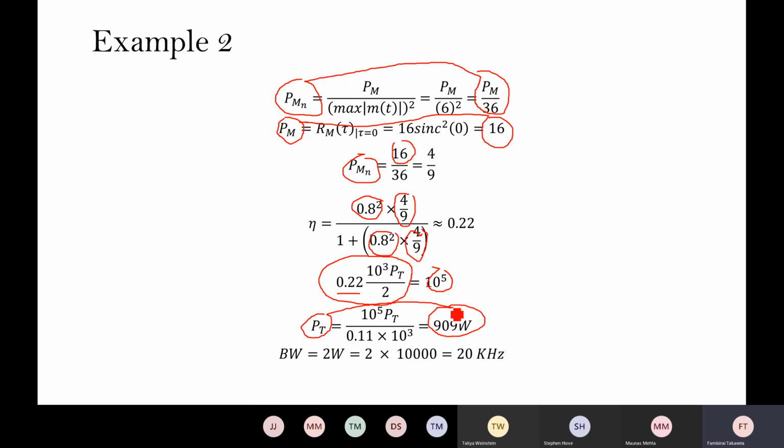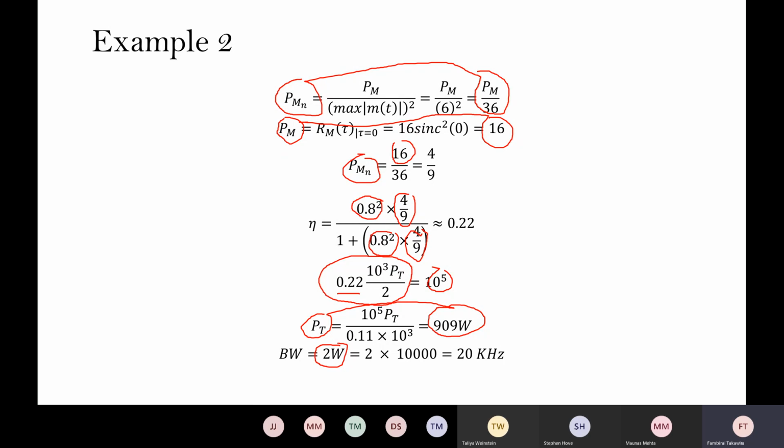The bandwidth of a DSB full carrier is always going to be equal to 2W because we transmit both sidebands in addition to the carrier. So for the 3 modulation schemes, we've determined what the transmit power is going to be and what the bandwidth should be.